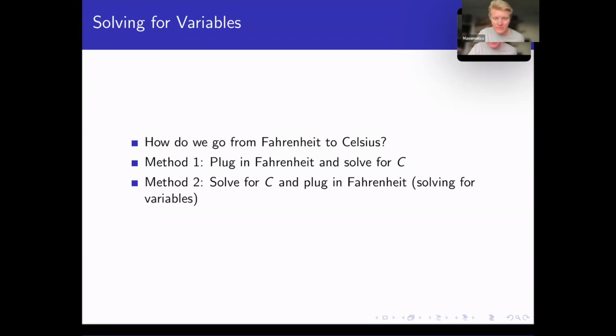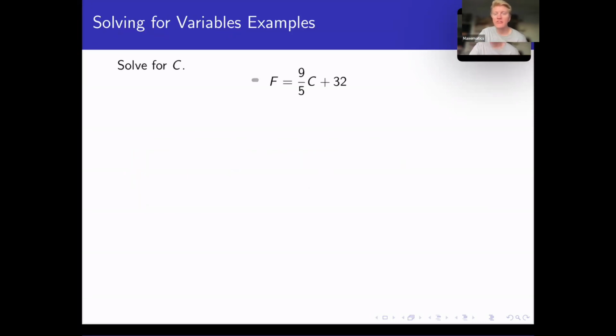So this is called solving for variables. Let's do an example of this. So let's solve the Fahrenheit to Celsius equation for Celsius. Well, what we're going to do is, even though we have two variables here, we want to solve for C.